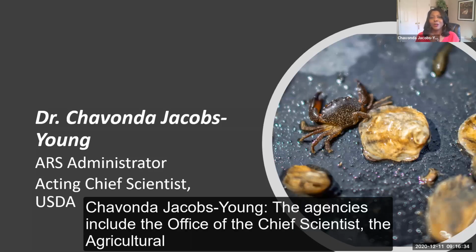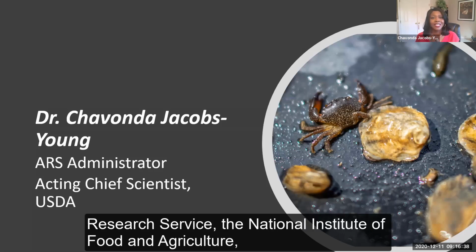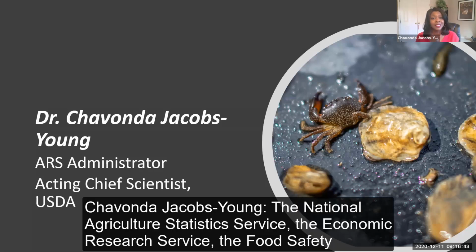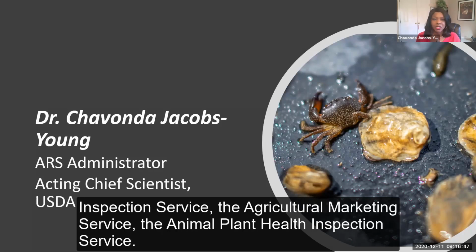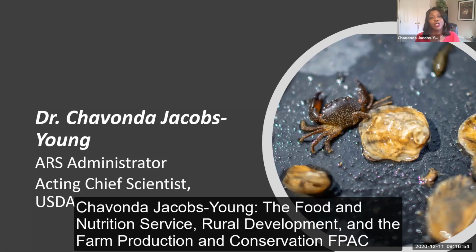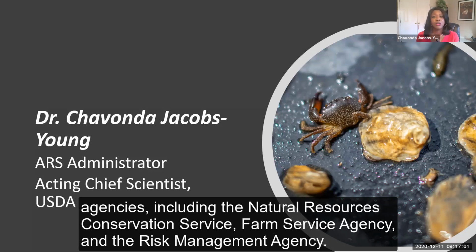The agencies include the Office of the Chief Scientist, the Agricultural Research Service, the National Institute of Food and Agriculture, the National Agricultural Statistics Service, the Economic Research Service, the Food Safety Inspection Service, the Agricultural Marketing Service, the Animal and Plant Health Inspection Service, the Food and Nutrition Service, Rural Development, and the Farm Production and Conservation FPAC agencies, including the Natural Resources Conservation Service, Farm Service Agency, and the Risk Management Agency.